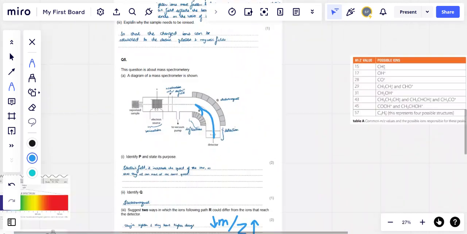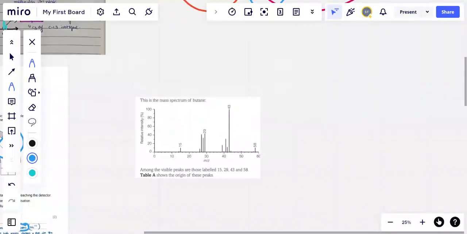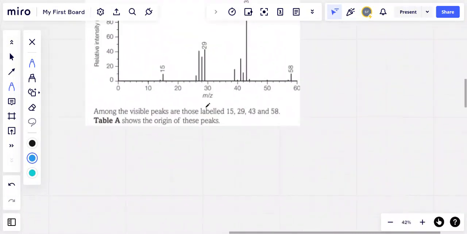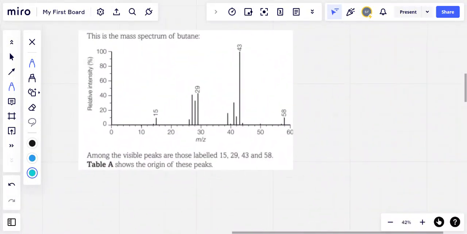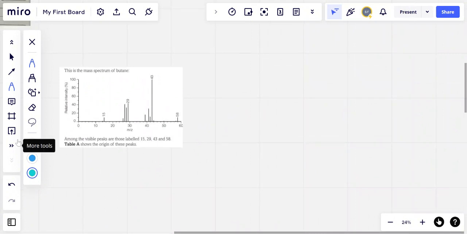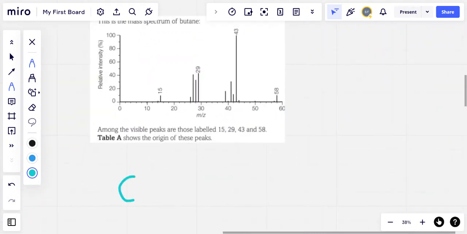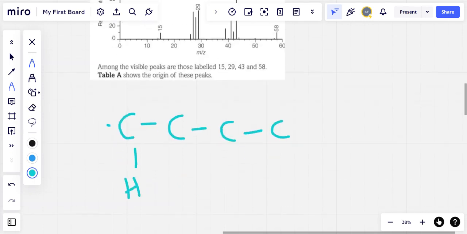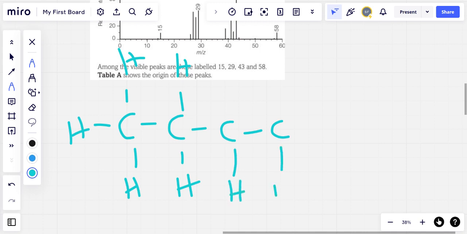Now moving on, we have this mass spectrum of butane. I'll just very quickly explain this to you without making the video any longer. So carbon, carbon, carbon, carbon, H, H, H. So this is the butane molecule. Let's see how these peaks are formed.